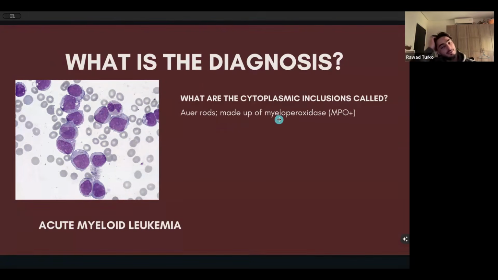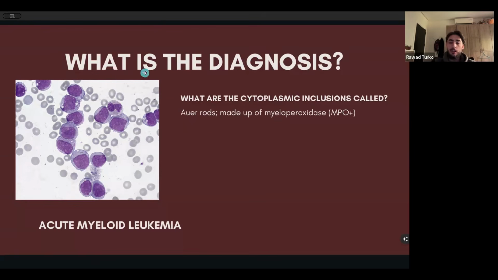Now, myeloperoxidase, as you might remember from either year one or year two, is an enzyme that neutrophils use. Once they phagocytose the antigens or the cells, they're going to release this myeloperoxidase to kill whatever's inside the cell.